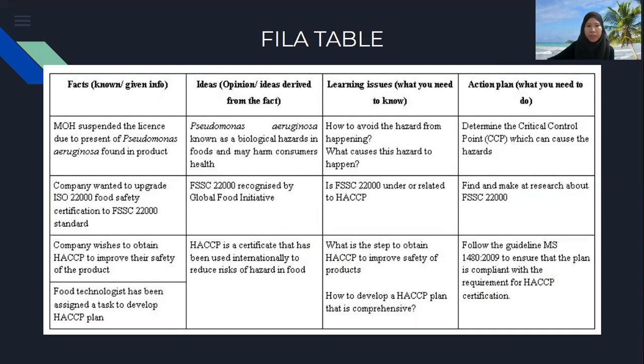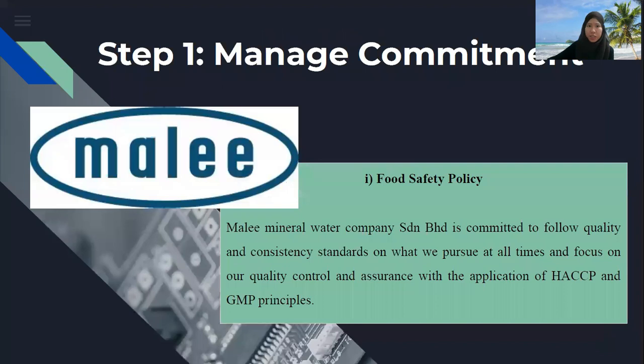The company wishes to obtain HACCP certification to improve the safety of the product, and we, as the food technologists, have been assigned the task of developing the HACCP plan. We need to follow the guideline MS 1480:2009 to ensure that the plan is compliant with the requirements for HACCP certification.